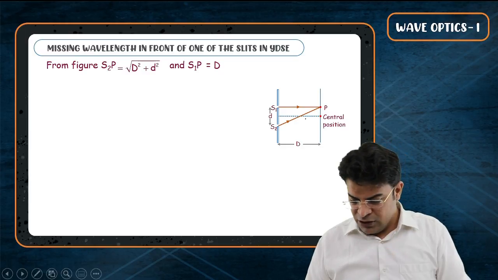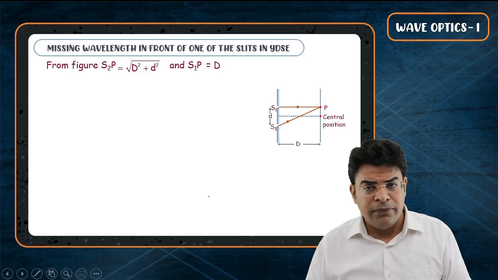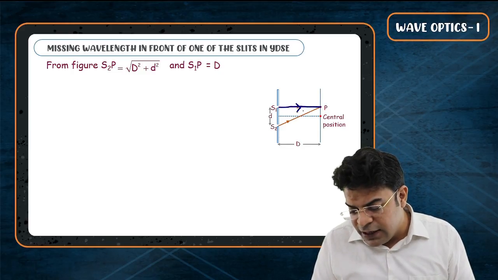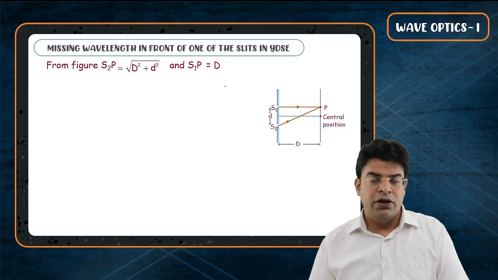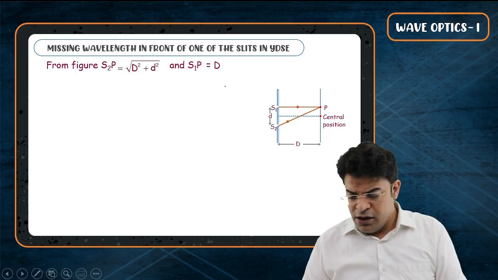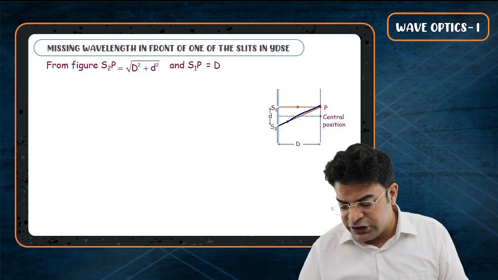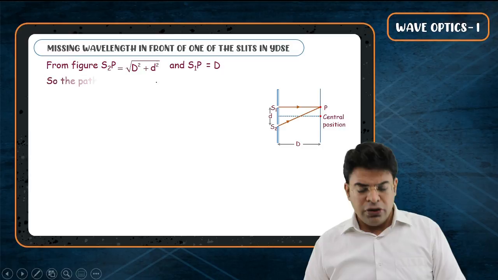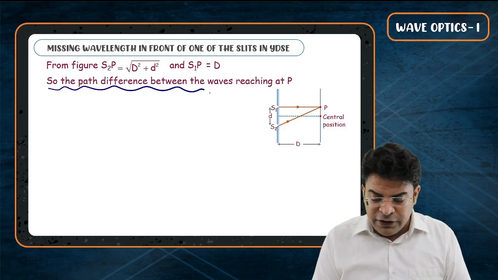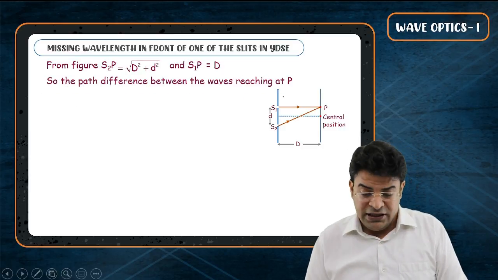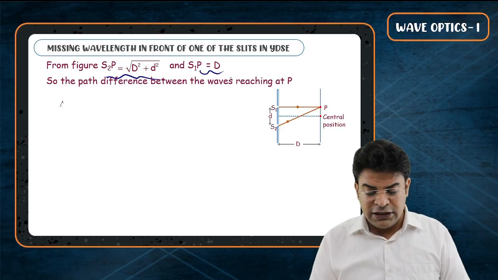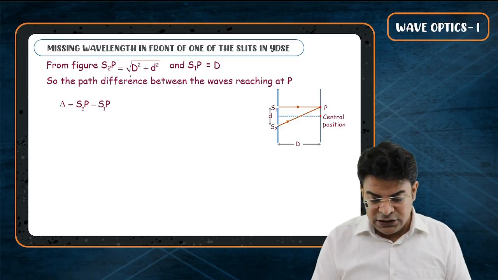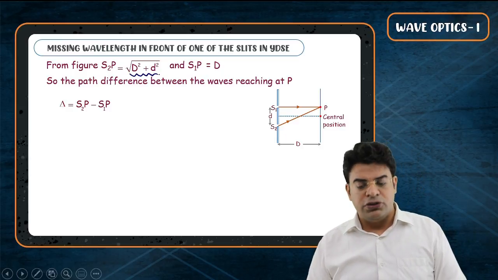So, see, if you look at this diagram, the distance traveled by the wave coming out of S1 and reaching P will be D. The distance traveled by the wave coming out of S2 and reaching P, from Pythagoras theorem, will be under root of D square plus d square. So the path difference between the waves reaching point P is nothing but S2P minus S1P.